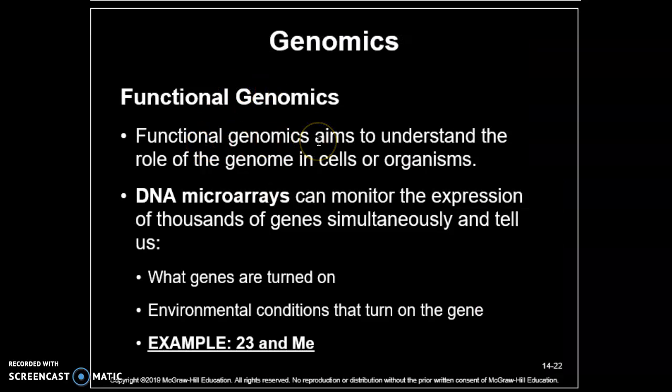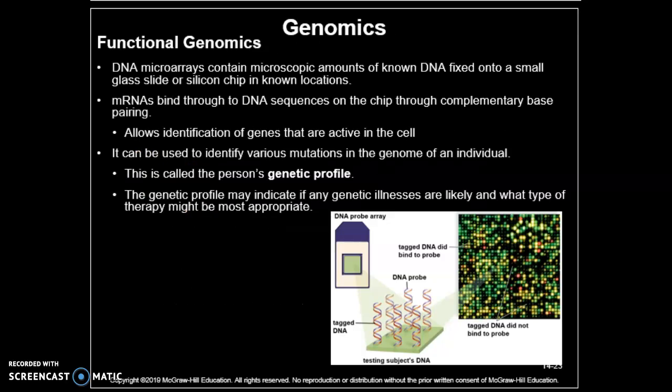Okay, so functional genomics aims to understand the role of the genome in cells or organisms. We can make a DNA microarray that can monitor the expression of thousands of genes simultaneously and tell us what genes are turned on, environmental conditions that turn genes on, and you can also look at what sorts of diseases you are predisposed to. For example, the company 23andMe, this is their model. This is what they do. They look at how likely a person is to have a certain disease sometime in their lifetime based on their DNA, and that's done with a DNA microarray. Check them out. You can actually look them up online.